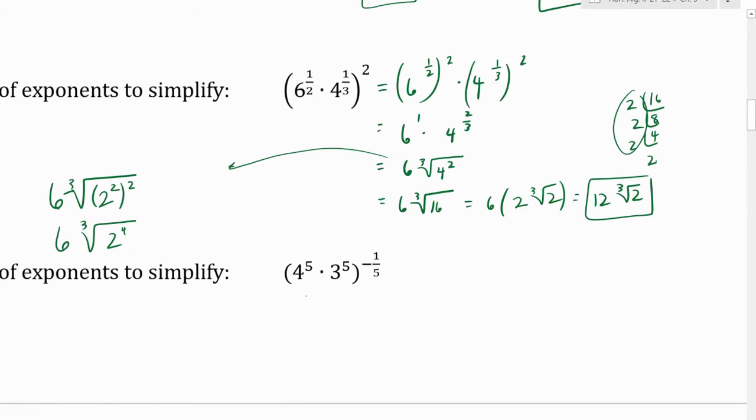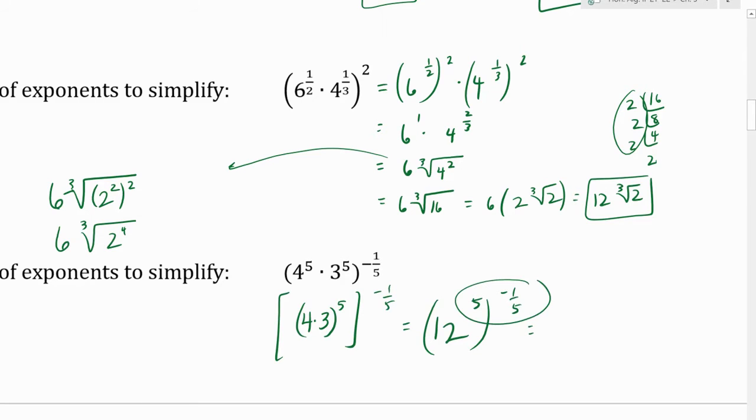This one, you've got 4 to the 5th times 3 to the 5th. We can't do anything there. However, since they're both to the 5th power, I could think of this as 4 times 3 all to the 5th, and then it's getting raised to the negative 1/5. So it's 12 to the 5th raised to the negative 1/5. And then when you raise powers to powers, you multiply the powers, and 5 times negative 1/5 is a negative 1. So we can just turn it into 1/12.